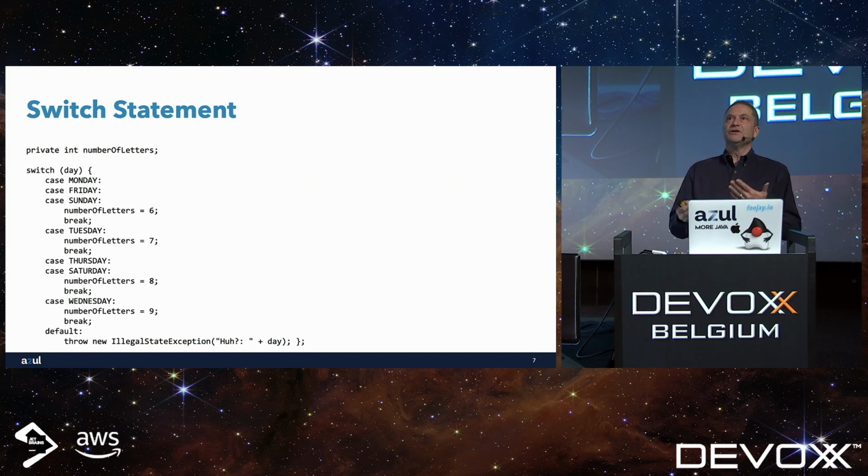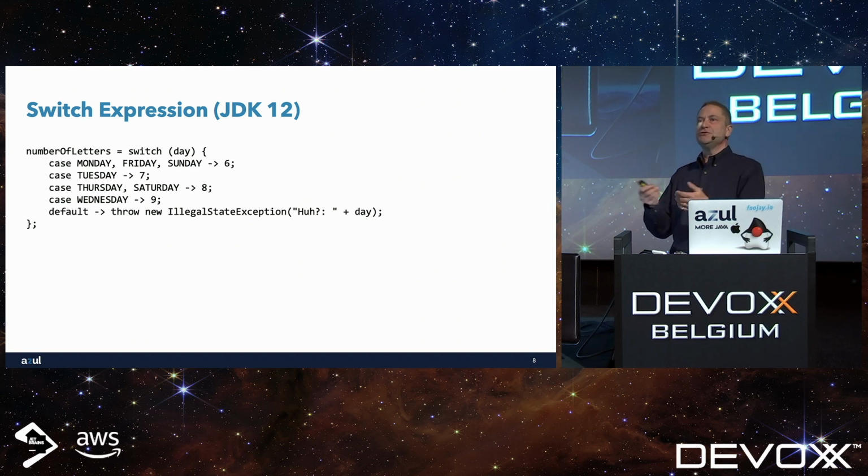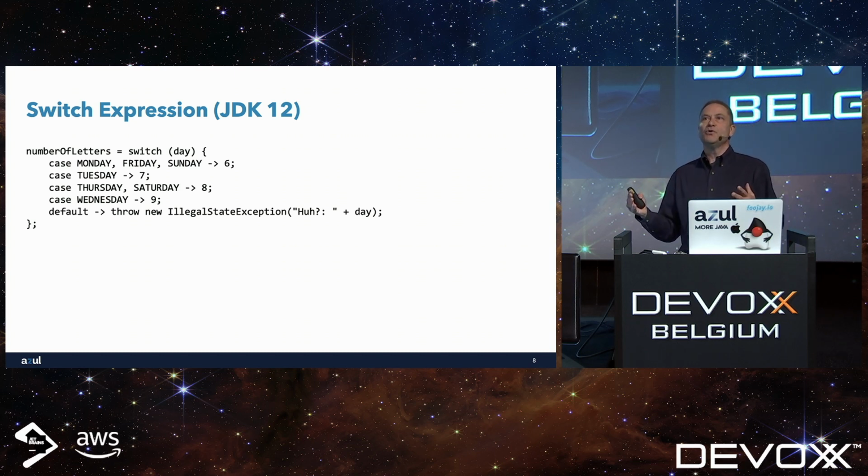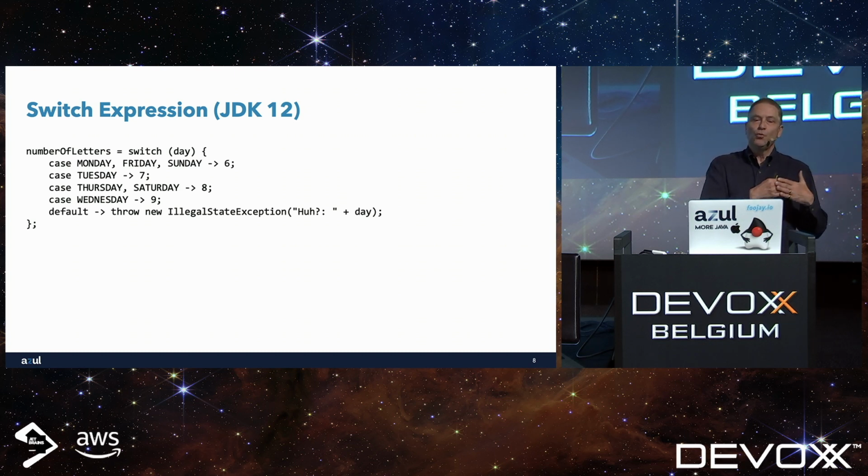So these are things that we could tidy up, and that's how we get the switch expression, introduced in JDK 12 as a preview feature. And we can see now that we can tidy that code up by turning it from a statement which simply executes a set of instructions into an expression which executes a set of instructions but also generates a return value.